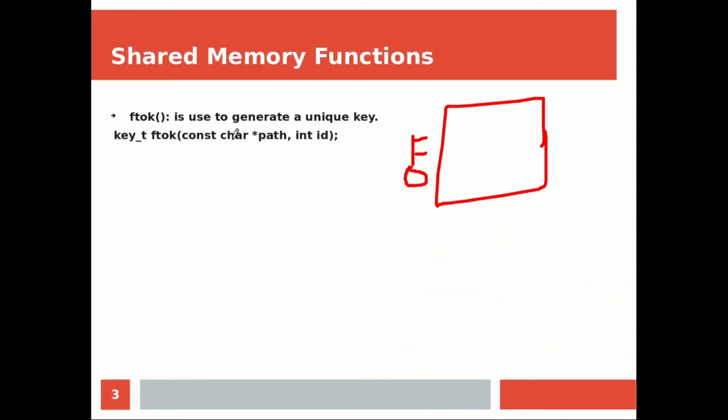Similarly, to have a common memory, you need to have a key, and to generate that key, the function used is ftok. The syntax of this function is key_t, which is a data type for the key, then the function name ftok, and the parameters provided here are const char *path. This will be the name of the file in which this key will be stored. So you have to give the path of that file in which the key will be stored, and a unique ID associated with that key. This unique ID can be any integer value.